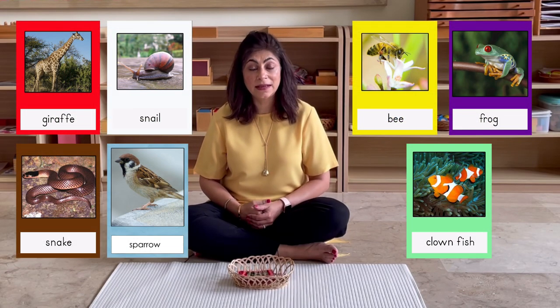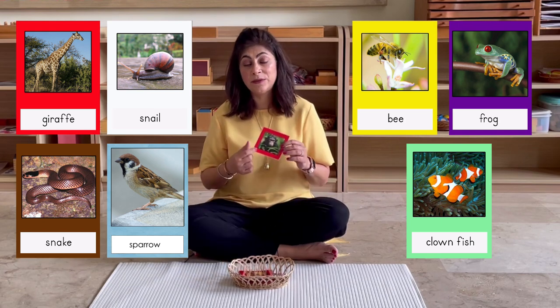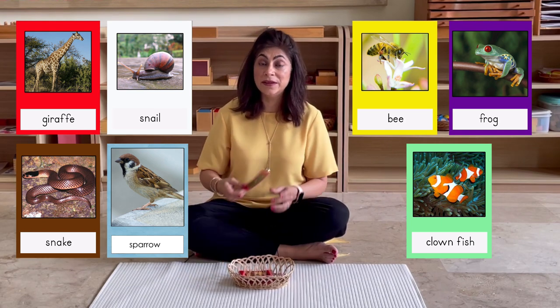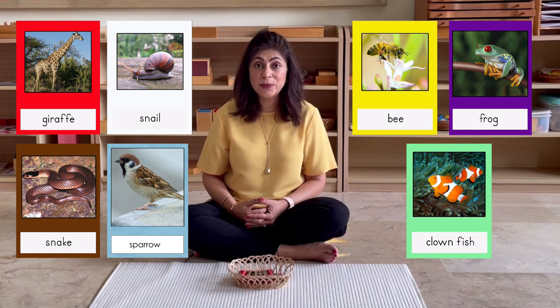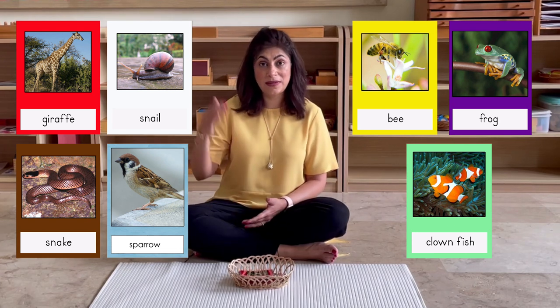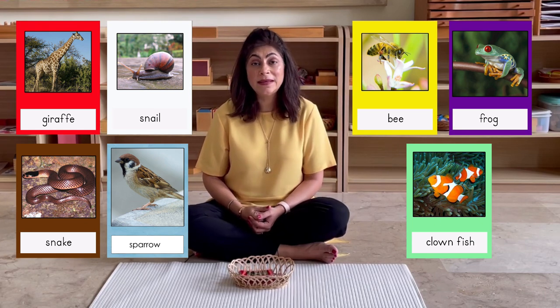So in Montessori culture, we have a very specific color coding. Anything that is about mammals will be mounted on a red piece of paper. If it's fish, it will be light green. If it's birds, it will be light blue. I will put that information in the description box for you, so that if you choose to make this material, then you will know exactly what color coding to follow.